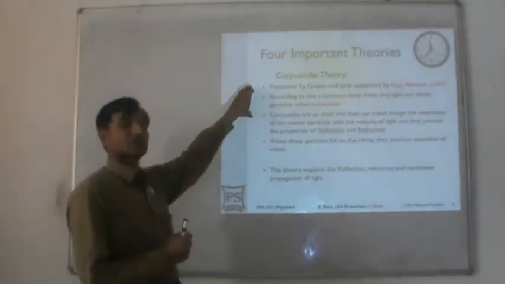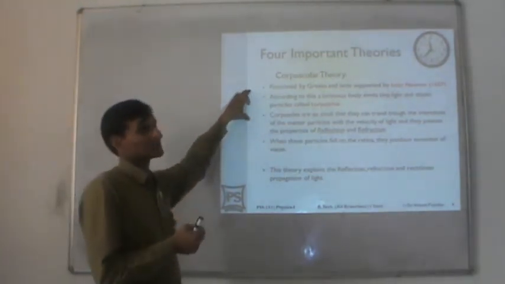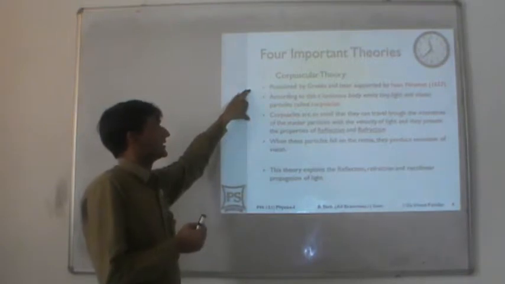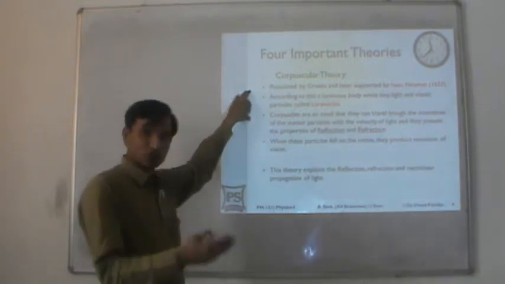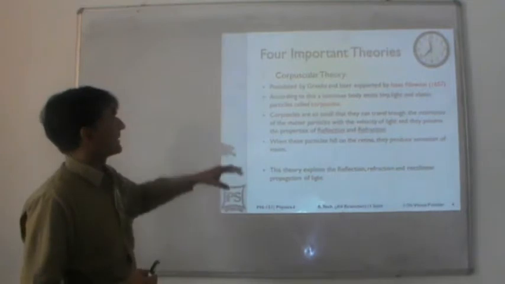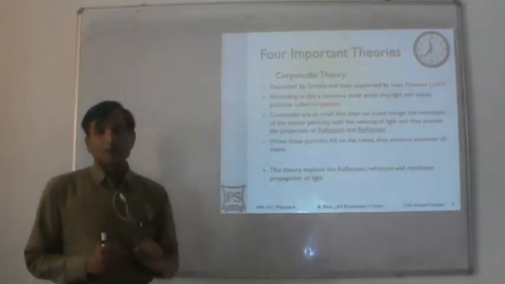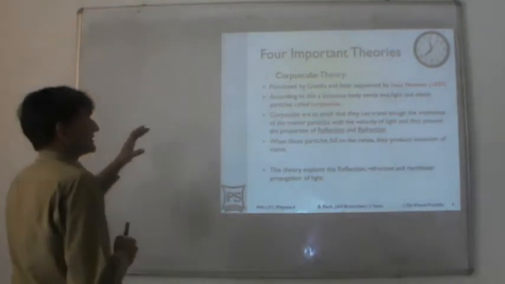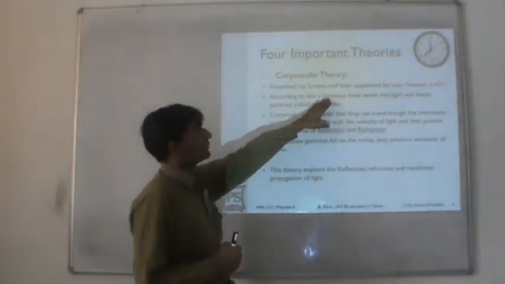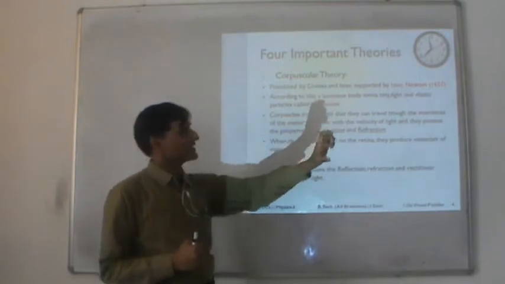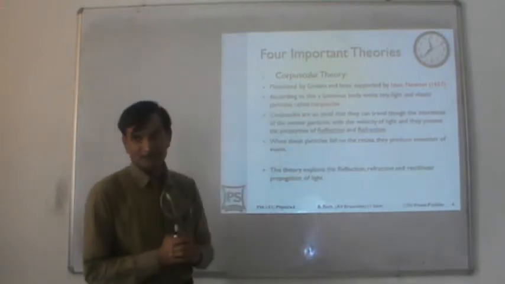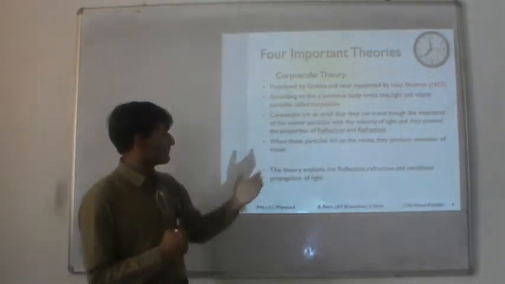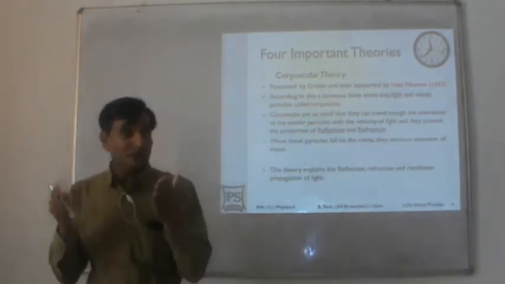It was postulated earlier also, but formally it was defined, it was postulated by Newton. This is known as corpuscular theory. Now, in this theory, it was postulated that every luminous body emits tiny light elastic particles, which are known as corpuscles. Okay? Now, these corpuscles are very, very small.